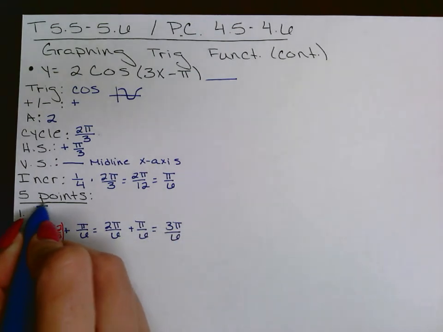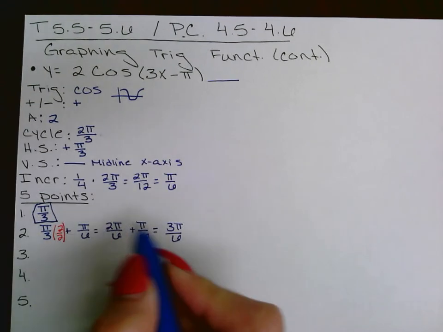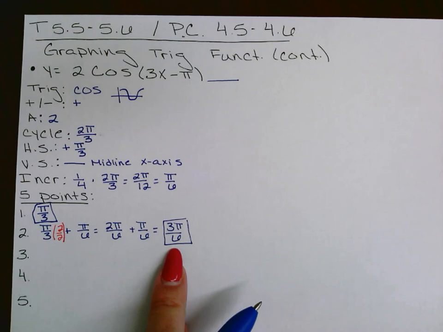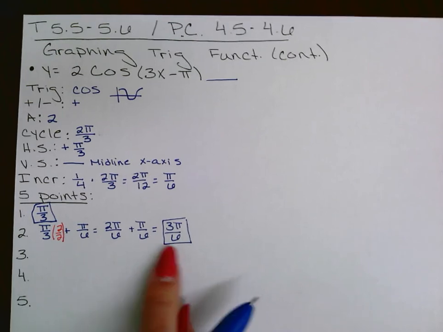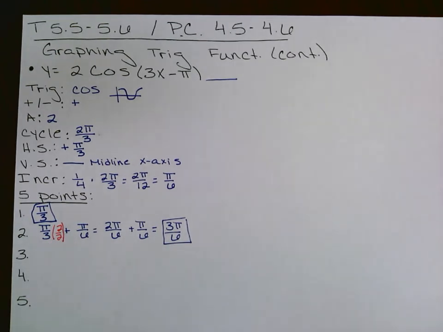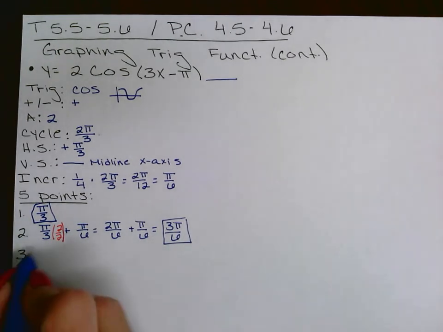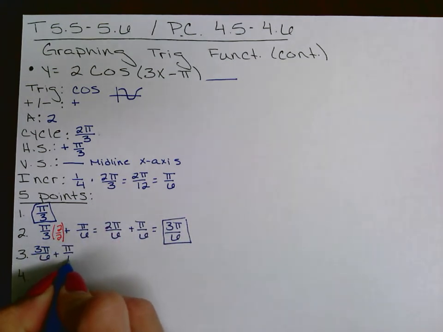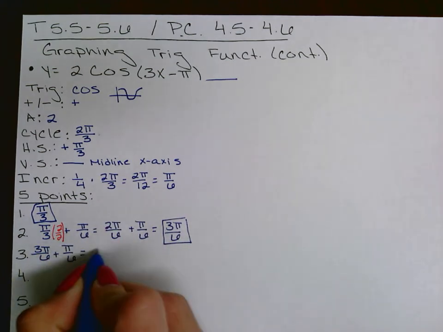So here I had my first point. Here I have my second. I know you might have the urge to reduce that to pi over 2, but hold that urge. If you want to do that, do it at the very end, okay? That way we don't have to keep finding common denominator all the way through. So now I'm going to get my previous point, 3 pi over 6, and add my increment, pi over 6. We have 4 pi over 6.